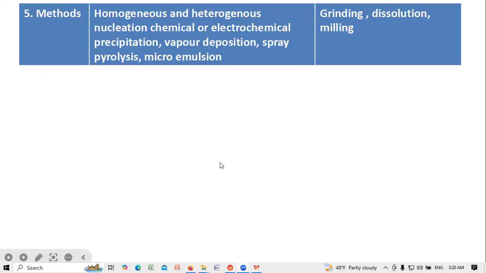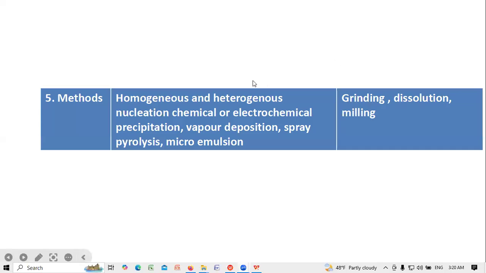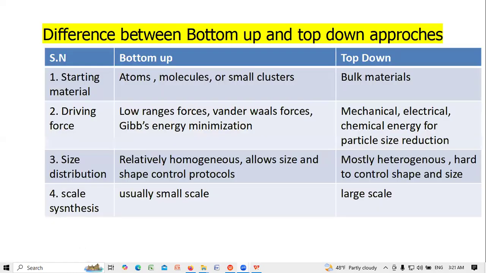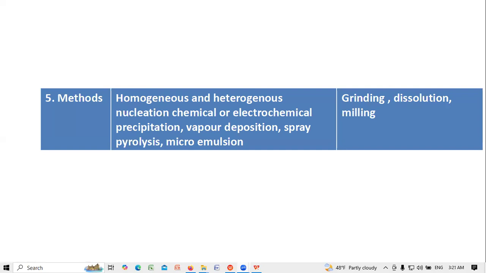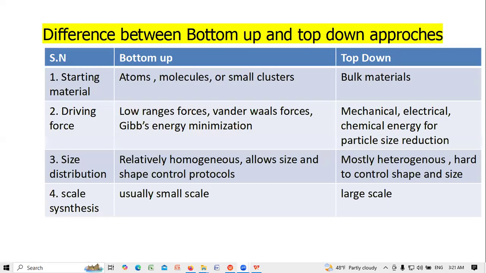The methods: homogeneous and heterogeneous nucleation, chemical or electrochemical precipitation, vapor diffusion, spray pyrolysis, and microemulsions are used in the case of the bottom-up approach. But in the case of the top-down approach, grinding, dissociation, and milling methods are used.